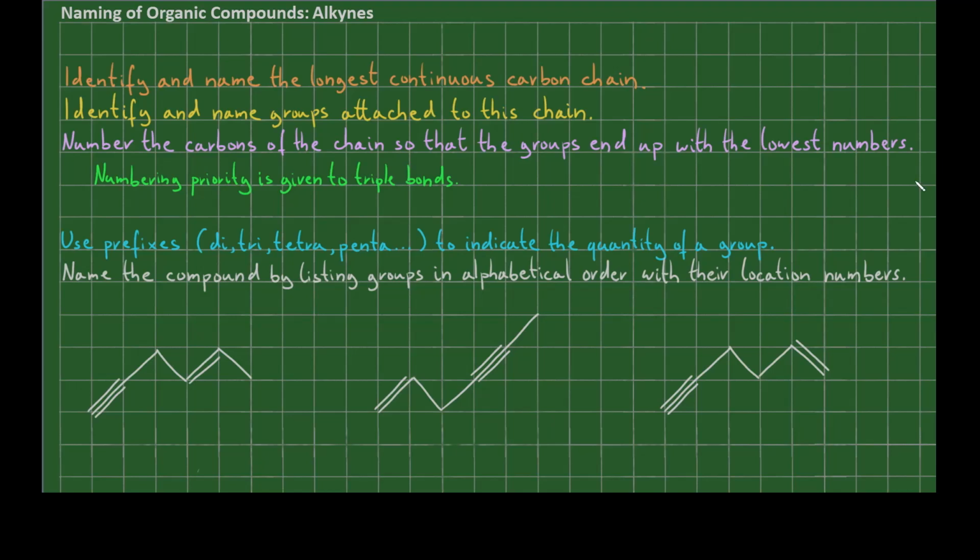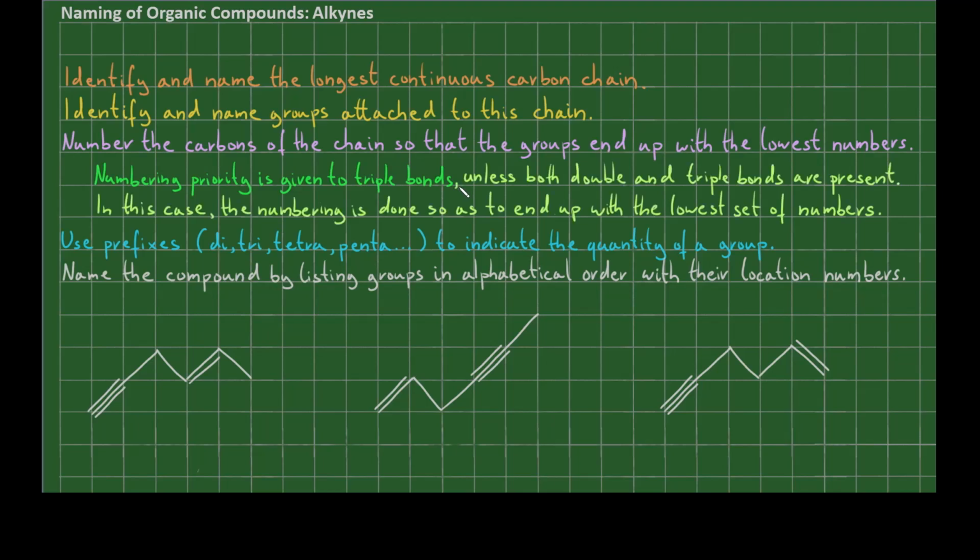Right now, my guidelines are telling me that the numbering priority is given to the triple bonds. And that is all well and true if the only thing I have are triple bonds. But here I have both. And so, this guideline needs to be modified a bit. In case of both double and triple bond being present, the numbering is done so as to end up with the lowest set of numbers.